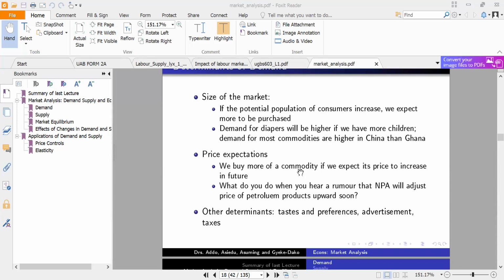The other determinants are taste and preferences. Advertising can change your demand. Have you had an advert so many times that you just decided to try the product? Any experience? Yes, this chocolate drink. You just tried it. Yes. Indomie.